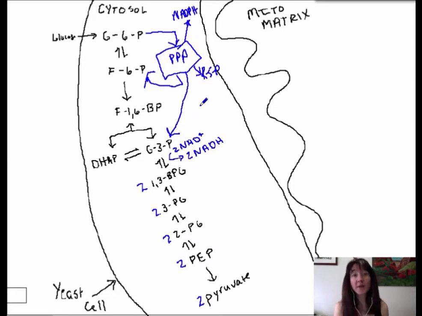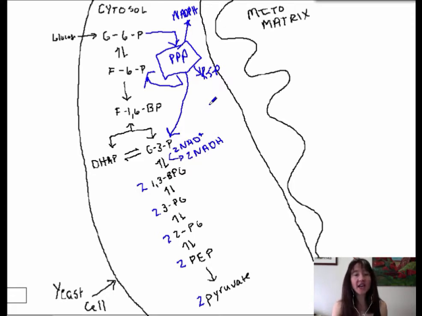One question that I commonly get from students is, why wouldn't a cell just run the PPP all the time? I mean, it looks like it makes sense because all of the intermediates of glycolysis enter back in before we get any pay dirt. So why not get the yield that we would get from the pentose phosphate pathway first and then get the yield that we would get from glycolysis? And it's great. It's a great thought.